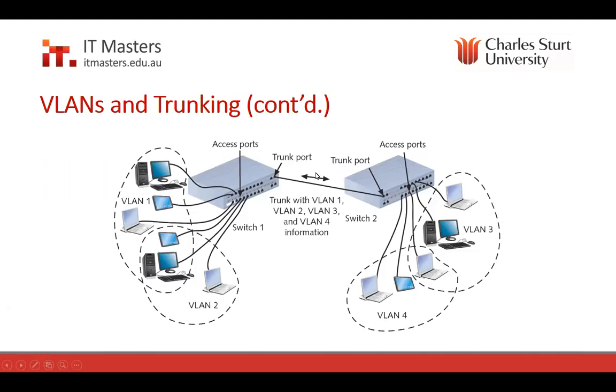If we didn't have that trunk port there, VLAN 1 and 2 would be isolated on switch 1, and VLAN 3 and 4 would be isolated on switch 2. Now that we have that trunk port, we can share those VLAN mappings between those two switches. Of course, in theory, these devices still can't communicate directly with each other because we don't have a router. But again, we'll look at that more when we get to routing.